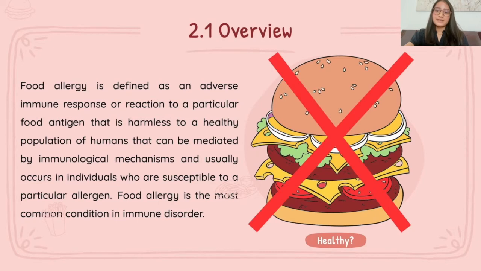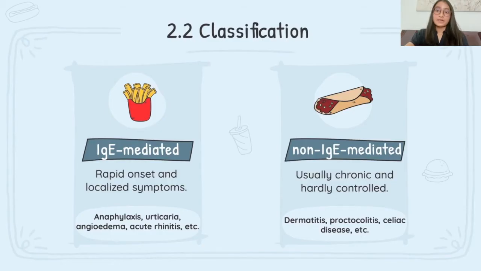Immunoglobulin E is the antibody most frequently involved in mediating the immune response to food, where antibodies bind to mast cells and basophils. Now I will explain about the classification. In general, food allergies can be categorized into two: IgE-mediated and non-IgE-mediated.